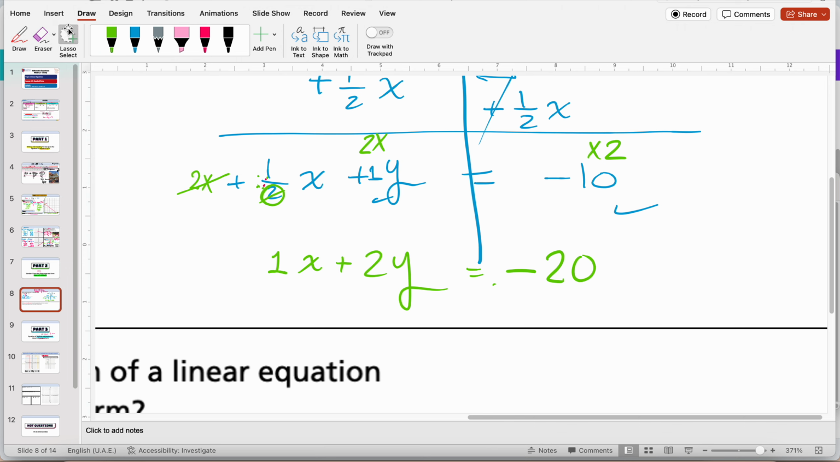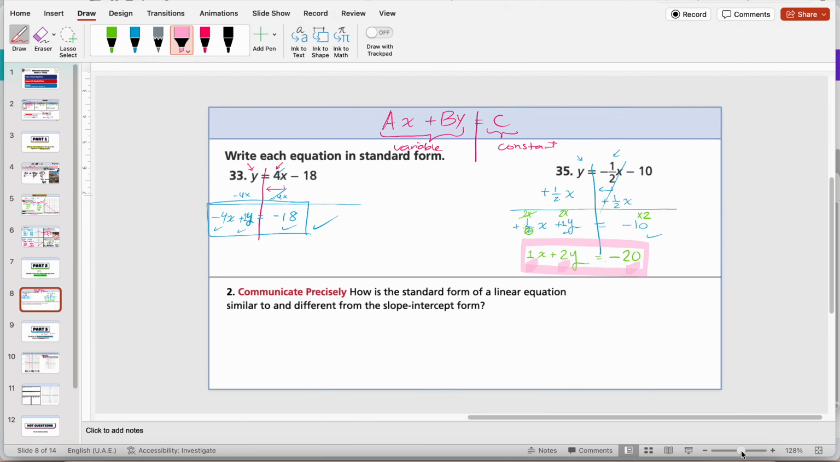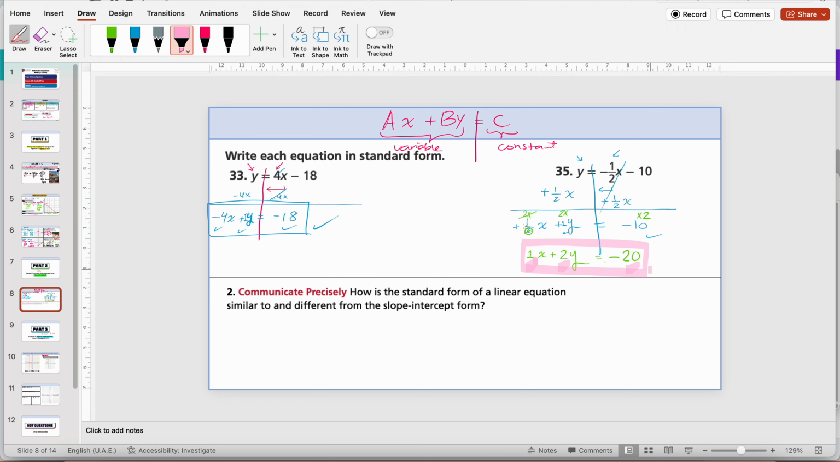So what did I do? I just multiplied everything by 2. Why? To cancel the division by 2, to cancel the fraction. Again, why am I doing that? Because standard form should have all integers. All coefficients and constants should be integers. A, B, C should be integers. That's it. So this was slope-intercept form. How did I change it to standard form? Just move the x to the other side.